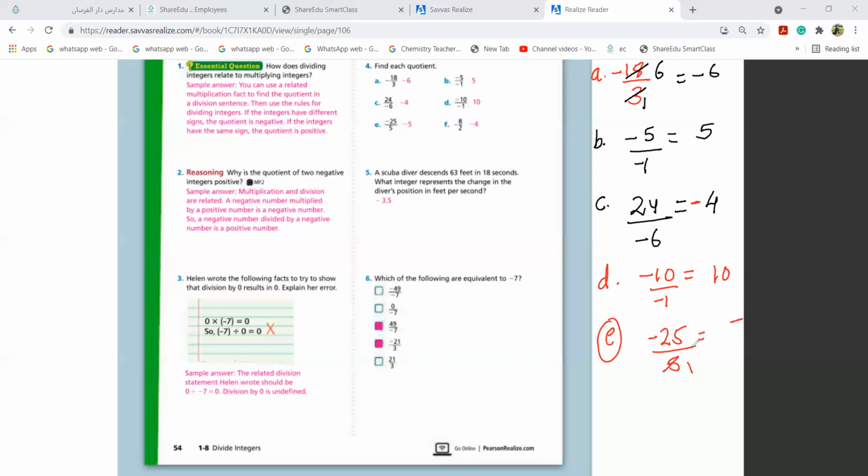Rital, minus 25 over 5. See, 5 times 1 and 5 times 5. The answer is 5. How about the sign? Why negative, Rital? One is negative, the other is positive. That's why. Yes, Wateen, last one. Minus 8 over 2. 2 times 1 and 2 times 4. Minus 4. Please copy them and finish it very quickly.